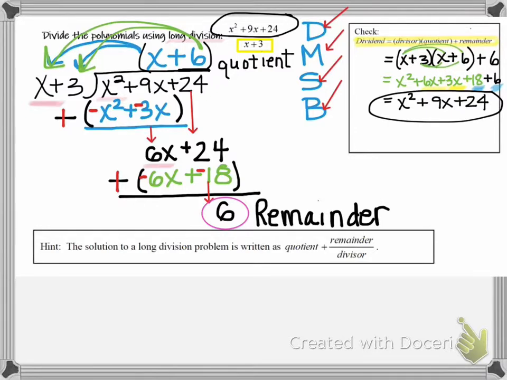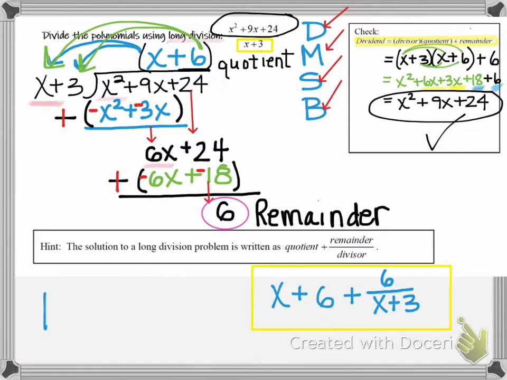Now I'm ready to look at this box down here that has a hint. It says the solution to a long division problem is written as the quotient plus a fraction, and that fraction has the remainder as the numerator and the divisor as the denominator. Remember, my quotient was x plus 6. I checked that my answer was correct, and now I'm going to write my answer as x plus 6 plus that remainder of 6 over the divisor of x plus 3. So now I'm confident in my final answer, and I have it in the correct format.